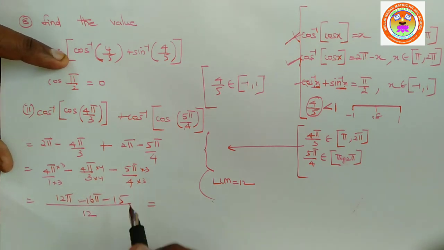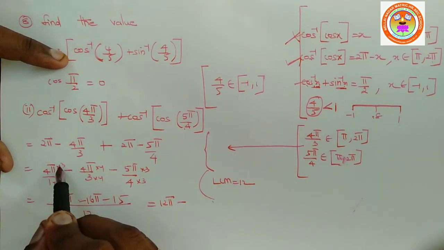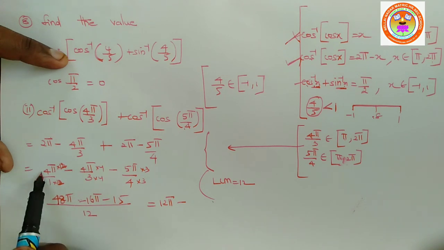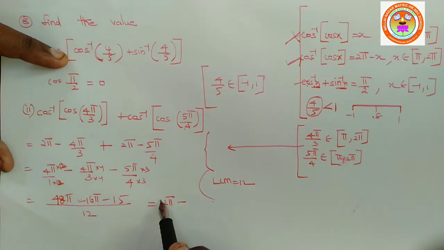Sorry, for the 4 pi I need to multiply by 12. Sorry, students, this is 48. So the denominator is 12, and 1 into 4, 48 pi. 48 pi minus 16 pi minus 15 pi is nothing but 17 pi divided by 12.